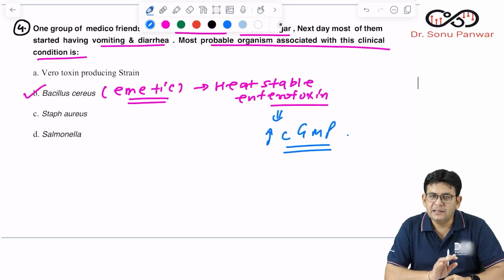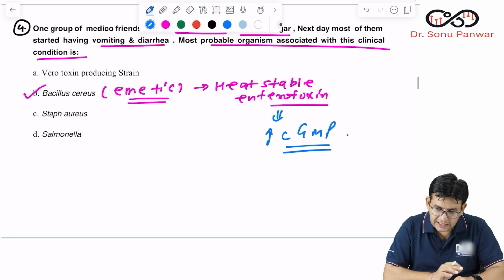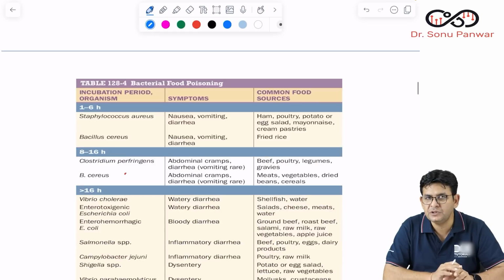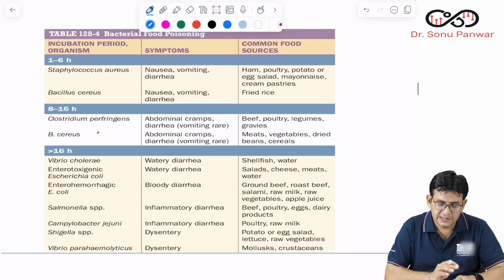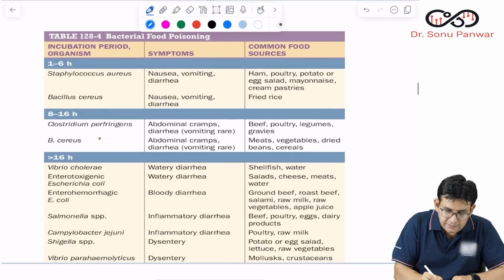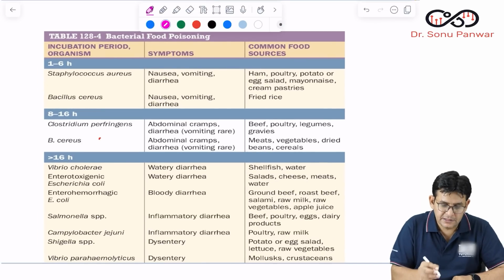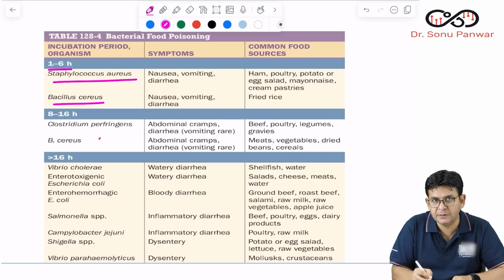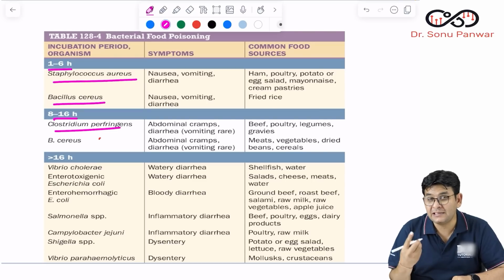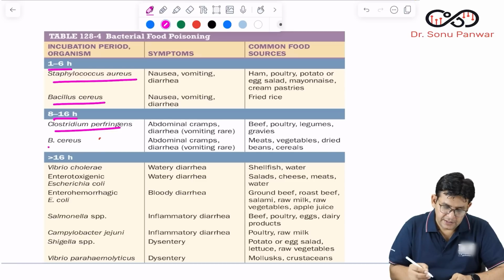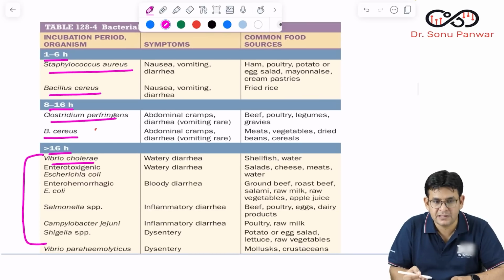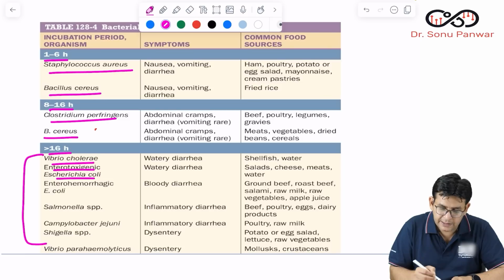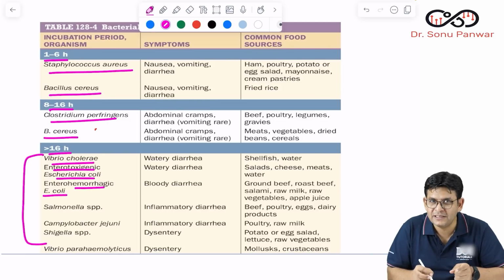Other than that, there is a Harrison table in which all the incubation periods, along with the organisms, are given. Simple ones we'll see. The 1 to 6 hours, 2 names: Staph and Bacillus cereus. 8 to 16 hours, 2 names: Clostridium perfringens, the gas gangrene one, and Bacillus cereus, the diarrheal one. More than 16 hours, there are a number of them, like Vibrio cholerae, enterotoxigenic E. coli, traveler's diarrhea, enterohemorrhagic E. coli, bloody diarrhea, O157:H7, remember that.